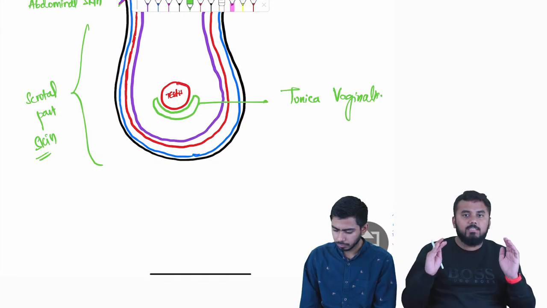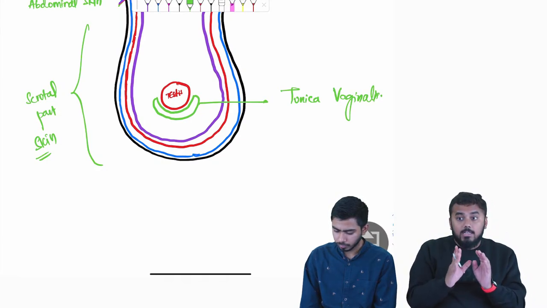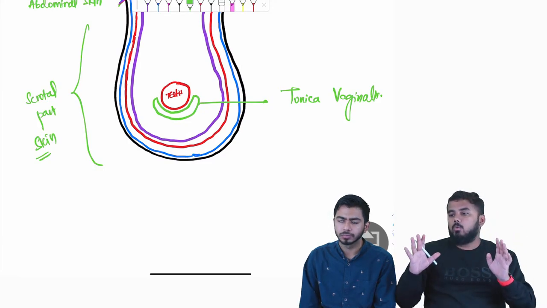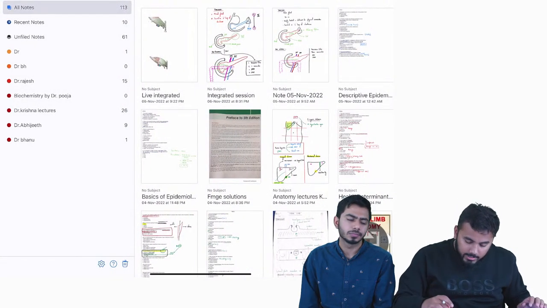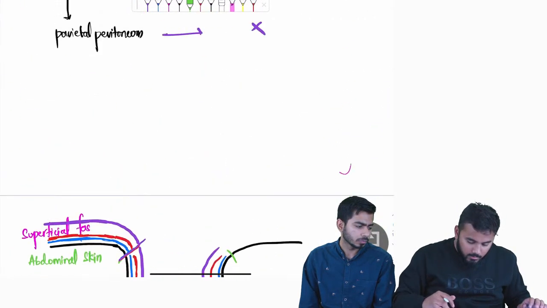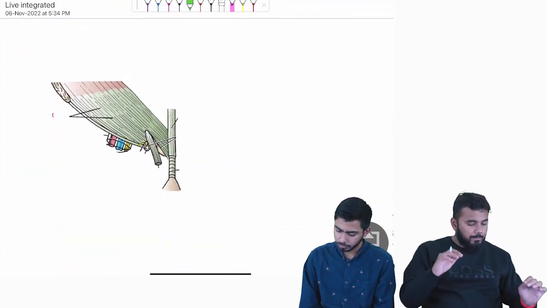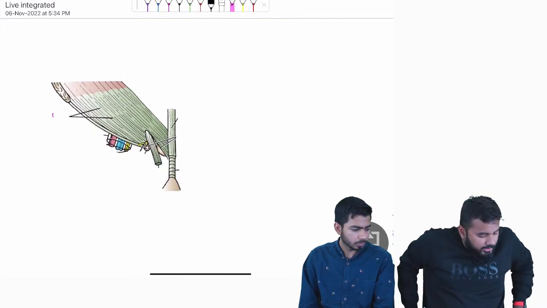Now we have discussed the brief introduction. We have discussed what the layers are. Now we shall discuss how the superficial inguinal ring is formed and how the deep inguinal ring is formed. That is the important thing now. All of you should pay attention to this picture over here. Now, what is this picture?